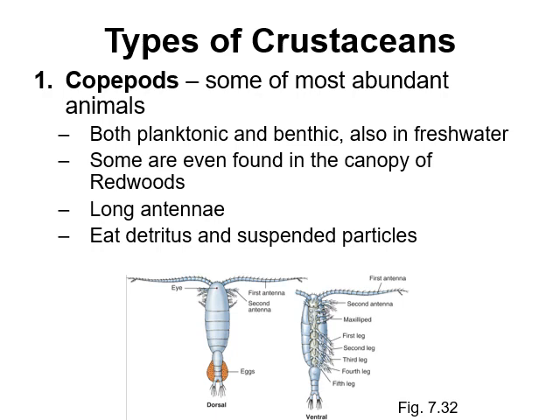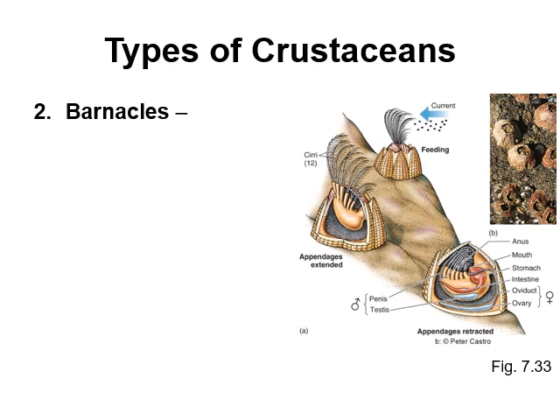And what they do to feed themselves is they eat detritus, meaning small bits of dead stuff on the seafloor, or they'll eat suspended particles out of the water. So in general, they're deposit feeders and they're suspension feeders. Okay, let's talk about the barnacles a little bit. So barnacles are very common on seashores like in California.